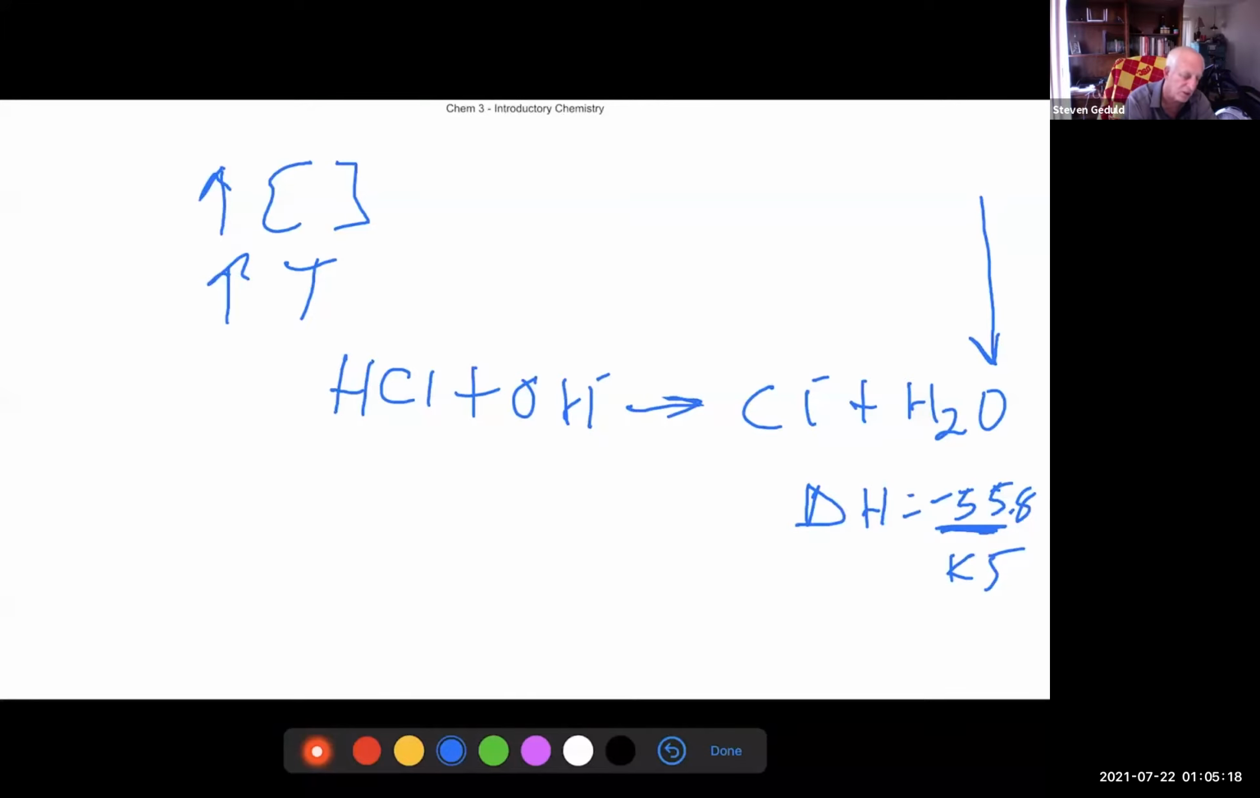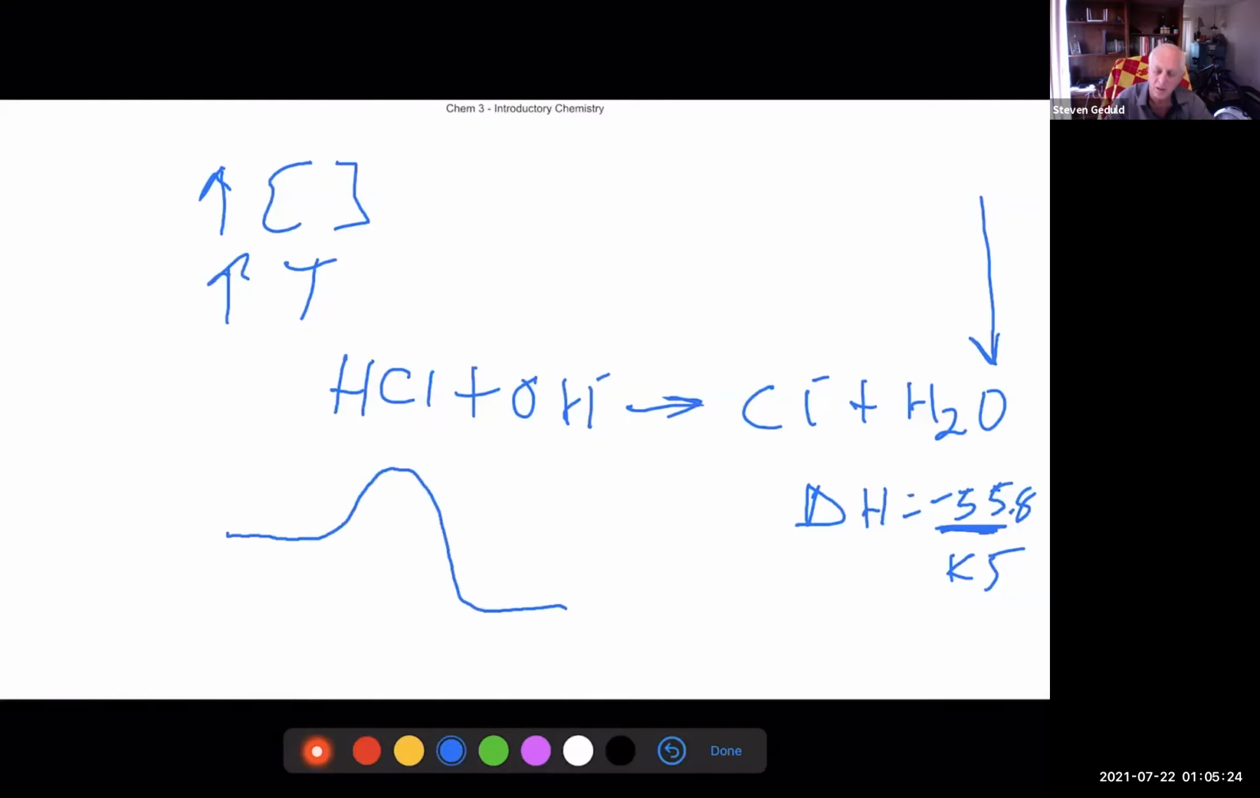So your activation energy curve is going to look like this. It's going to end at a lower energy because these are your products here, and these are your reactants, which are at a higher energy. So the reaction is going to occur releasing energy. That's a negative delta H. That's an exothermic reaction.